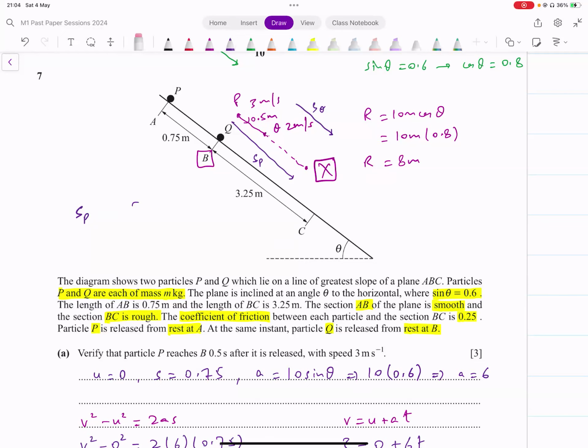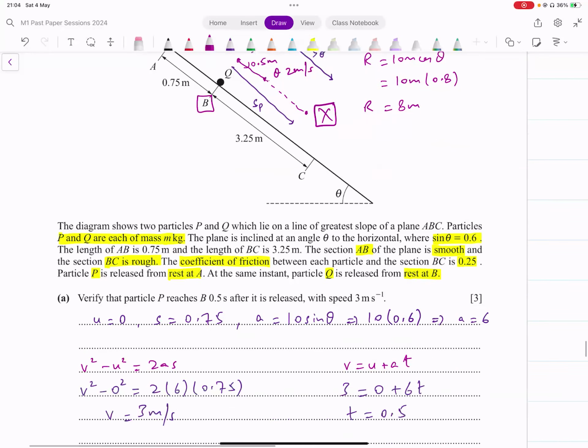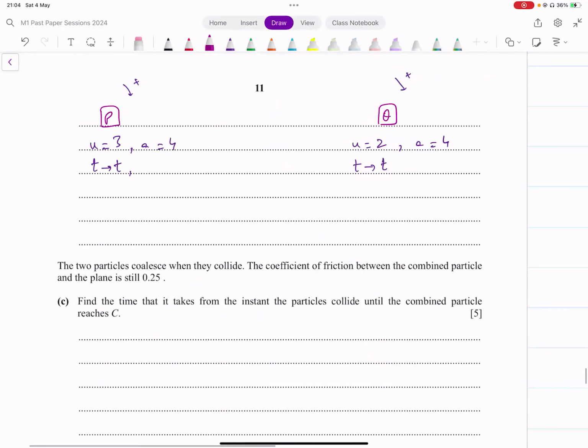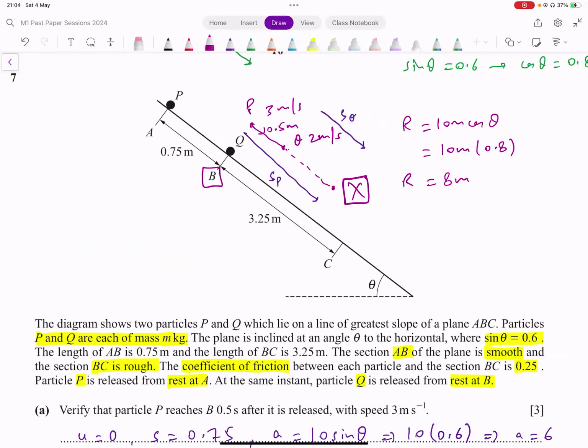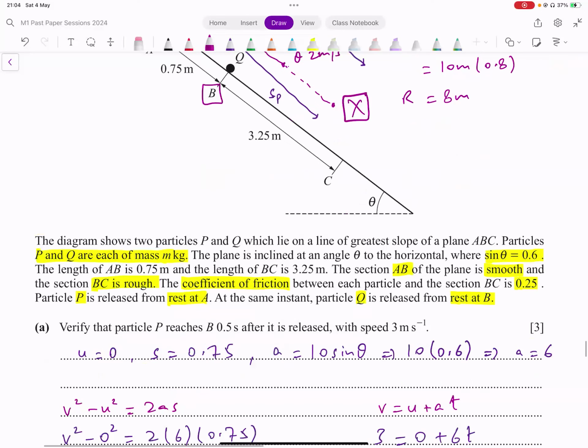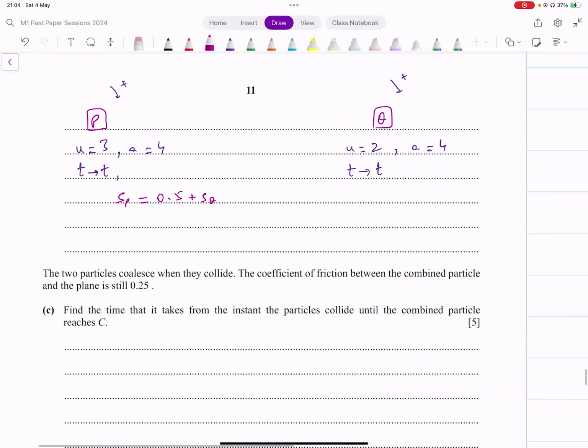Now, let me explain what I mean by that. We make this equation. We say SP equals 0.5 plus SQ, right? Because you see, P was behind, Q was ahead. The displacement of P from this point onward will be 0.5 meters more than the displacement of Q. Okay. This is the equation that we get.